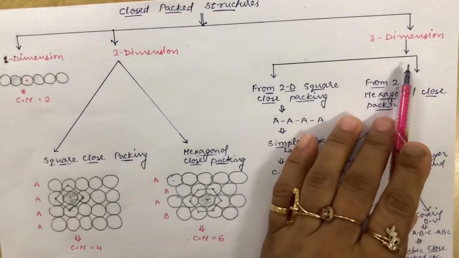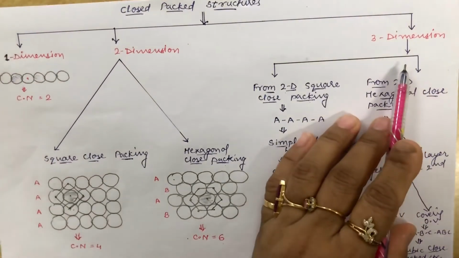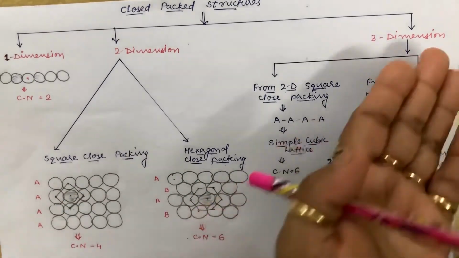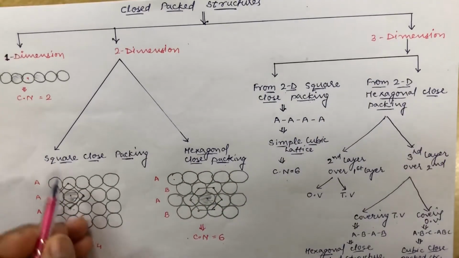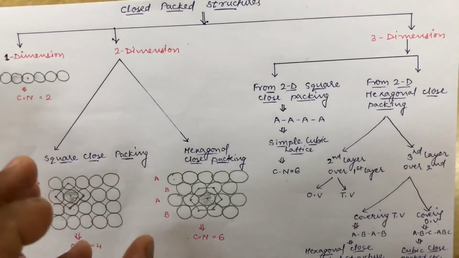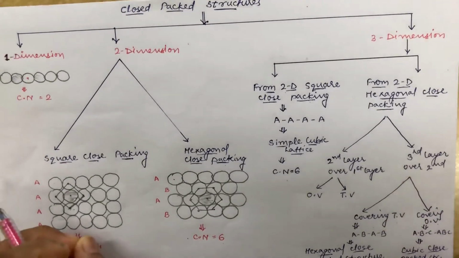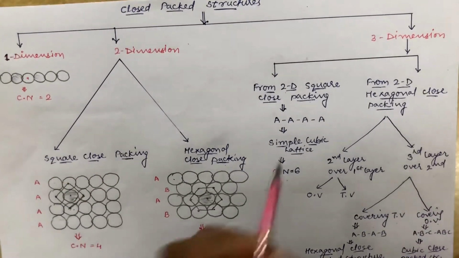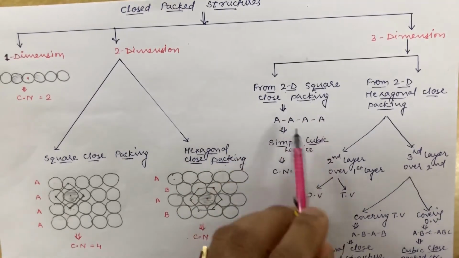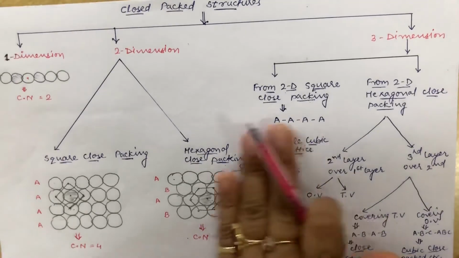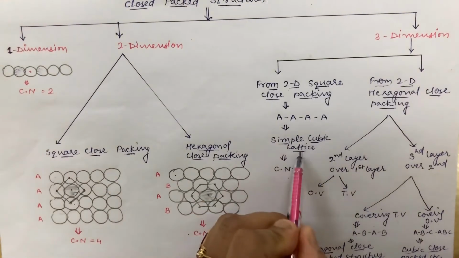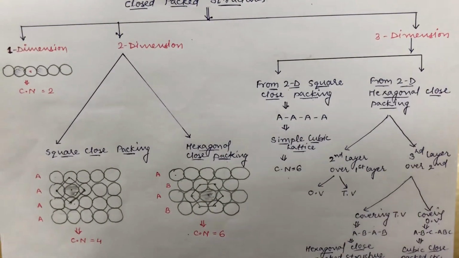Okay, now let us move to an important part, that is your 3 dimension. In 3 dimension arrangements, we need to use these 2 dimension structures only. So for 3 dimension, if you take this square close packing arrangement as a layer and keep another layer of spheres over it, and again another layer over it, arranging in 3 dimension, that is what I have written over here. From 2 dimension square close packing, you will get an arrangement of layer over layer that gives rise to simple cubic lattice, where the coordination number for each atom would be 6.